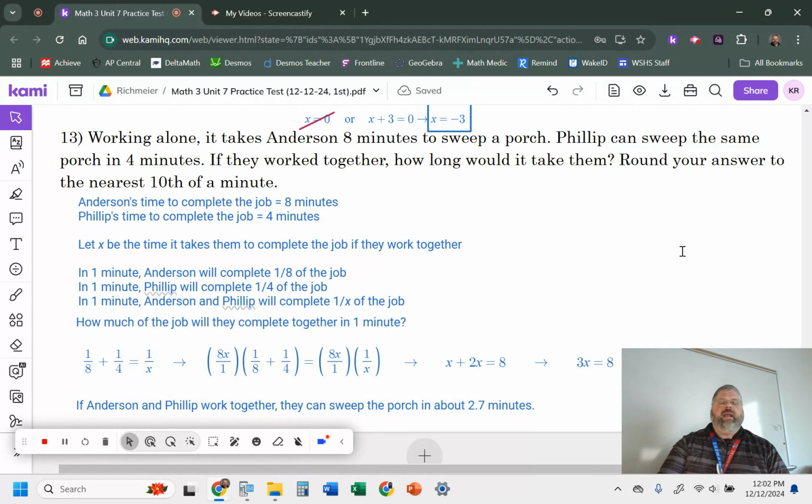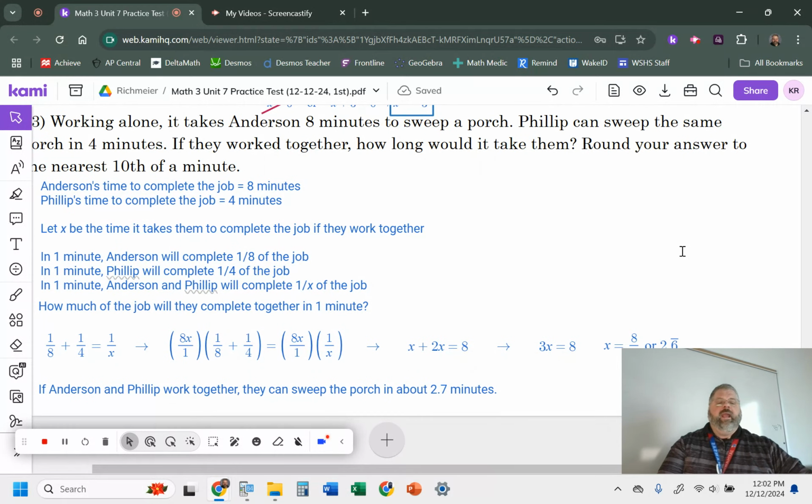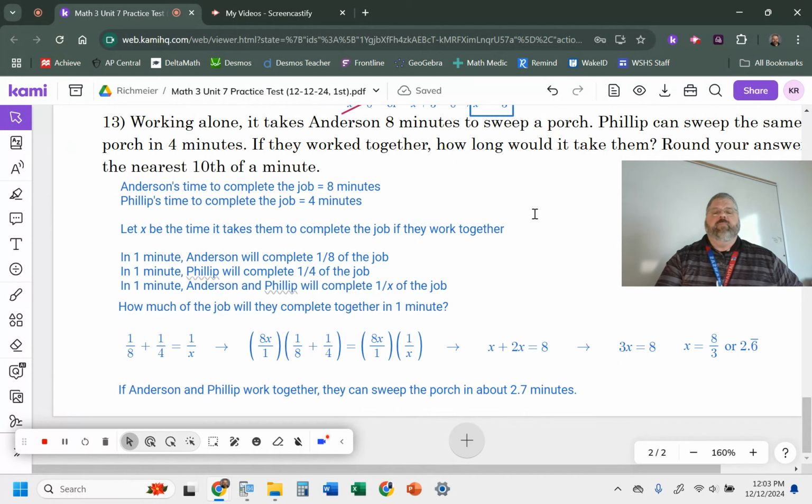Once I have that, I can add the x and the 2x together and get 3x equals 8. Then if I solve it, I'll divide both sides by 3, and I'll get x is equal to 8/3, which is equal to 2.6 repeating. So that means my answer would be 2.66666 on forever. If I round that to the nearest tenth, if Anderson and Philip were to work together, they can sweep the porch in about 2.7 minutes.